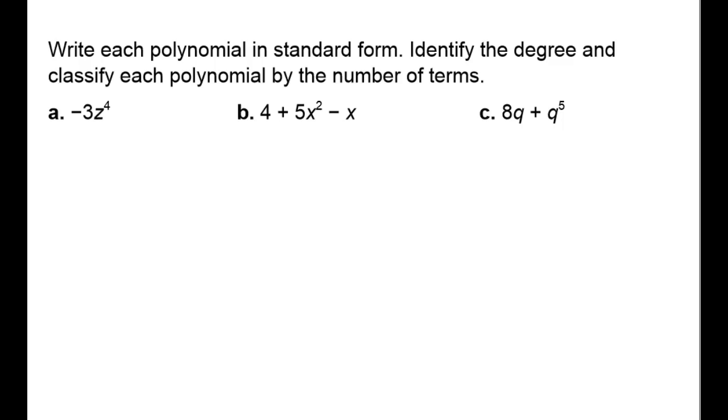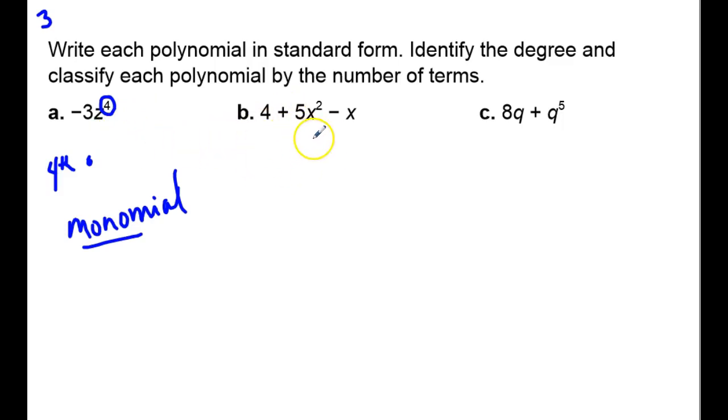So now here is example number 3 that we're going to be looking at. Here we're going to write each polynomial in standard form, and then identify the degree, and then classify it by the number of terms. So let's look at A. A only has 1 term, so it already is in standard form. Okay, so the degree of this would be the highest exponent, so it's a 4th degree, and there's only 1 term, so it's going to be a monomial. So it's a 4th degree monomial. And mono, remember, meaning 1, because there's 1 term there.